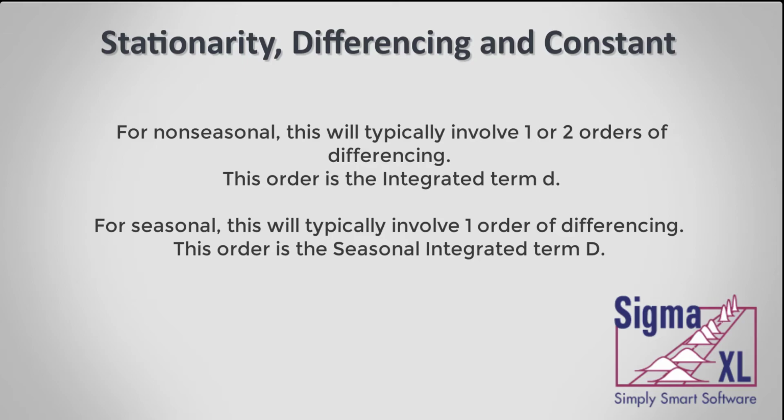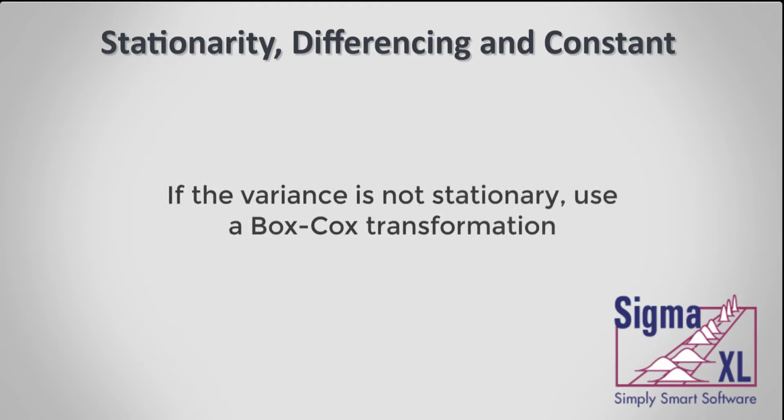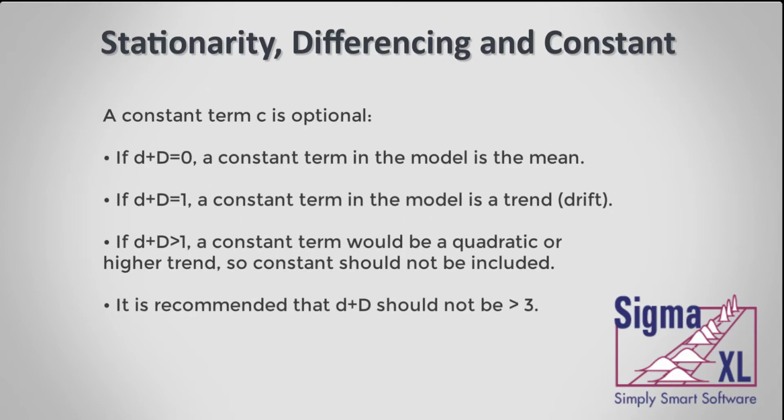This order is the integrated term lowercase d. For seasonal, this will typically involve one order of differencing. This order is the seasonal integrated term uppercase D. If the variance is not stationary, use a Box-Cox transformation. For more information about stationarity, differencing, and constant, see the SigmaXL workbook.